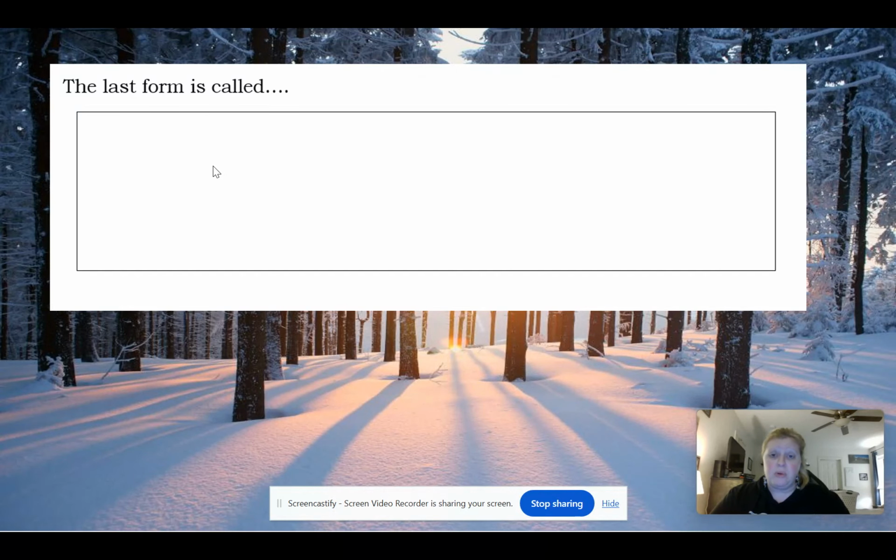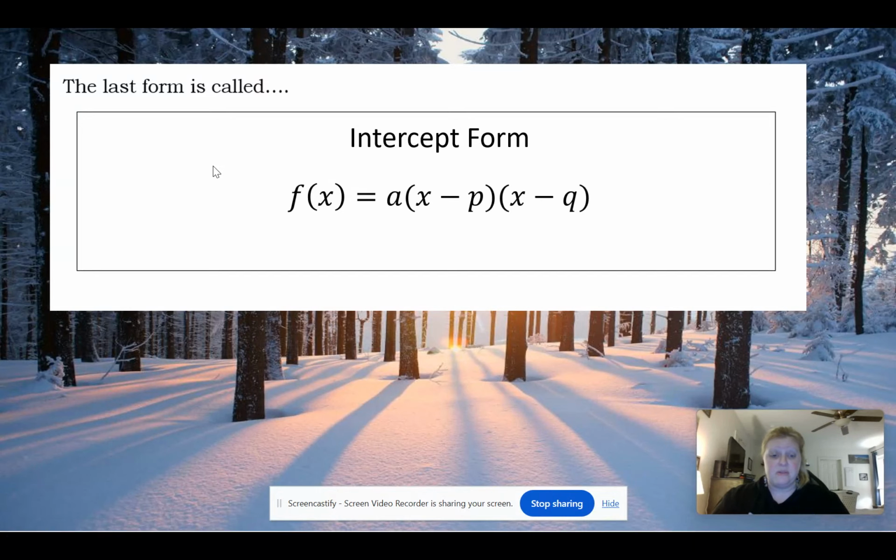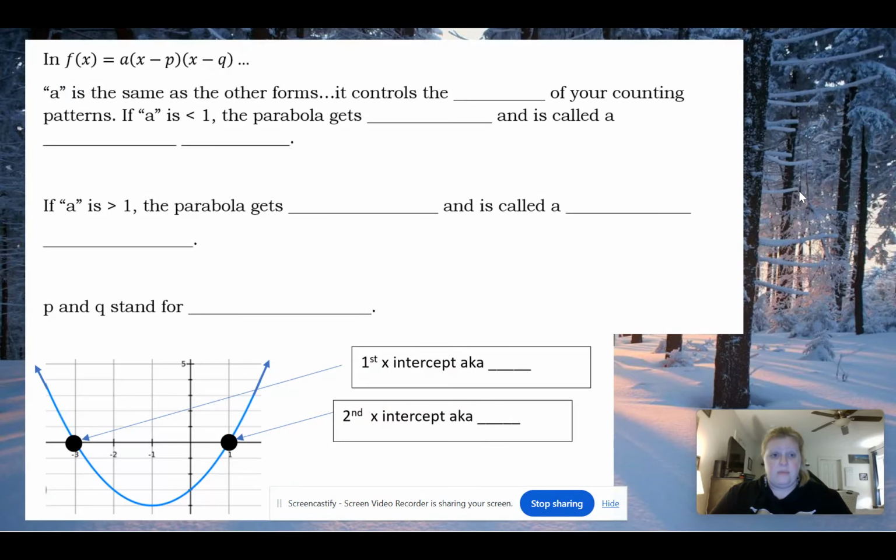Today we have one more form, and this is that there's 3 forms in quadratic world. And the third is called intercept form. Now this is going to have 2 new letters in it, letters we have not used yet. So the formula is f(x) = a(x - p)(x - q). So we're going to go through and just specify what each of these letters, a, p, and q, represent. It's nice to know what your letters stand for.